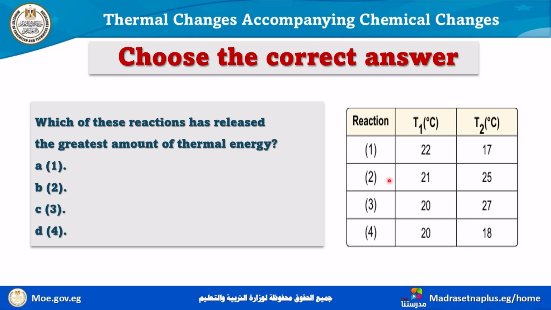So we will choose between reaction 2 and reaction 3. In both of them, the thermal energy is released. But what is our choice? Our choice will be according to the highest difference between T2 and T1. We calculated the difference in reaction 3, 7 degrees Celsius, while reaction 2 is only 4. So our choice will be 3. So reaction 3 is the reaction that has released the greatest amount of thermal energy in this table.